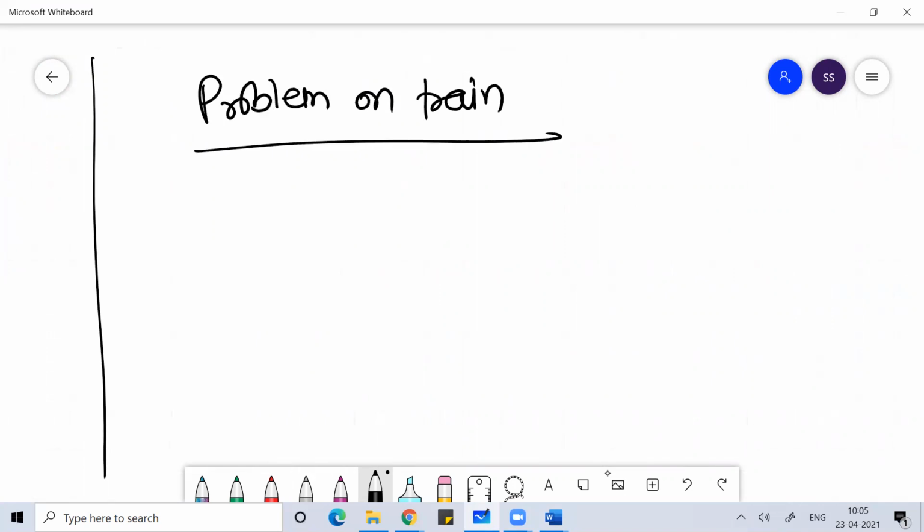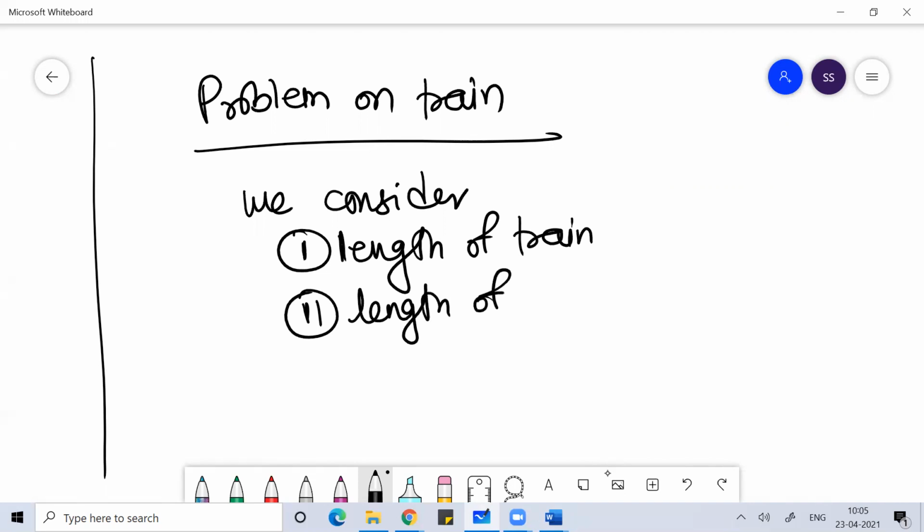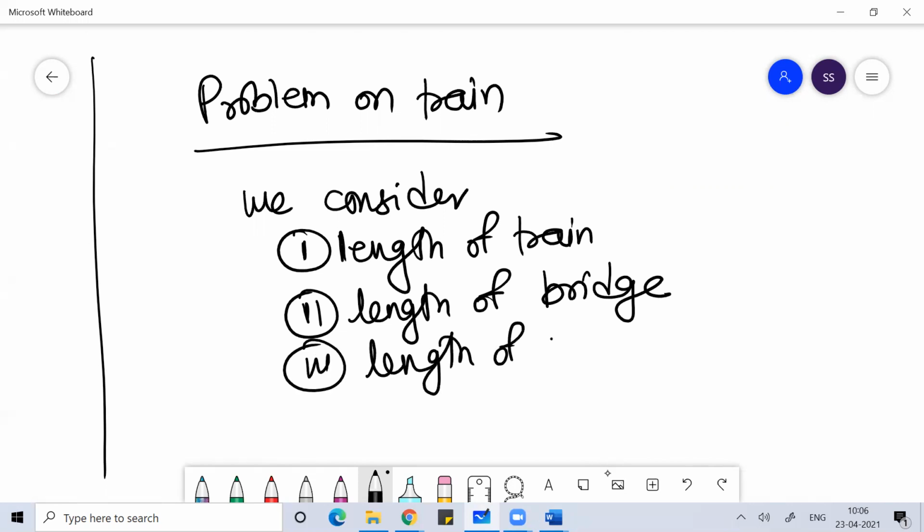Whenever we are talking about train problems, we consider the length of the train, if the length of the train is given. We consider the length of the bridge. We consider the length of the platform.